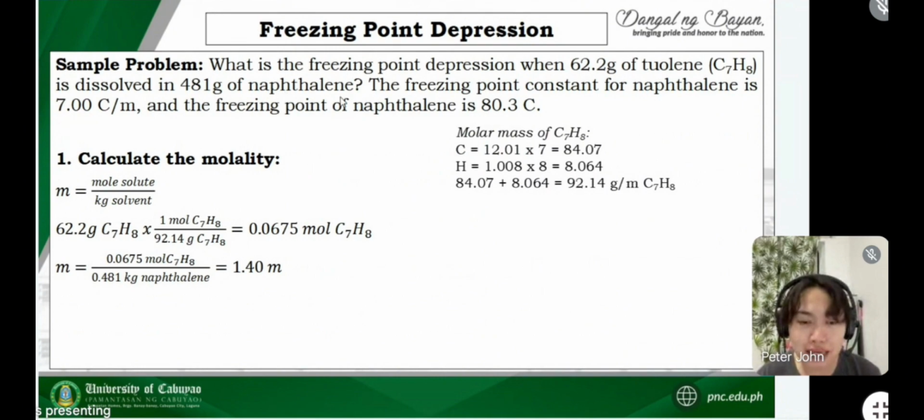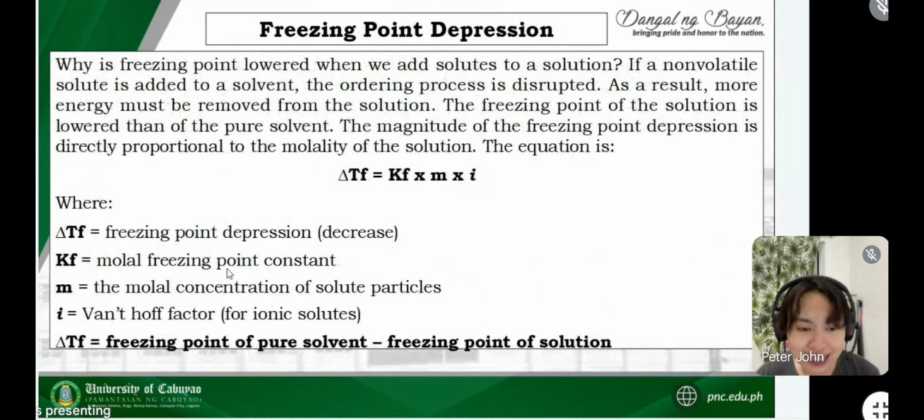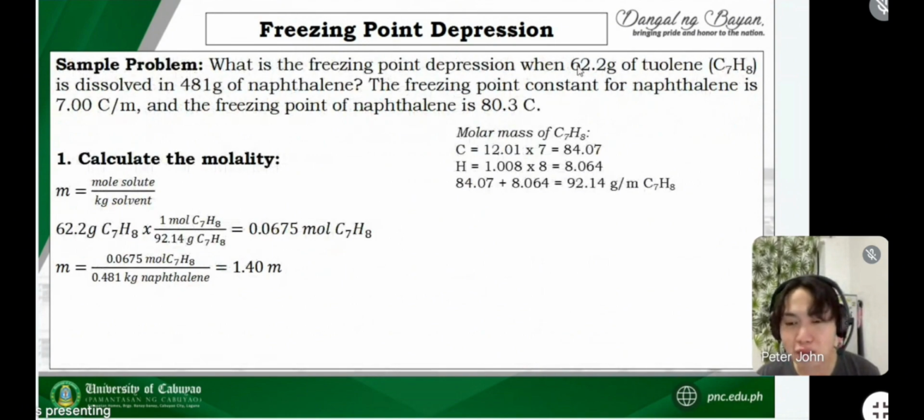Opo, naphthalene is our solvent. Ibig sabihin, toluene is our solute. But as you can see, the unit of our solute is in grams, class, kung napapansin mo. Pero based on our formula, ang kailangan natin is the molal concentration of a given solute. So ibig sabihin, ang gagawin natin is to convert the grams of toluene into its molal.